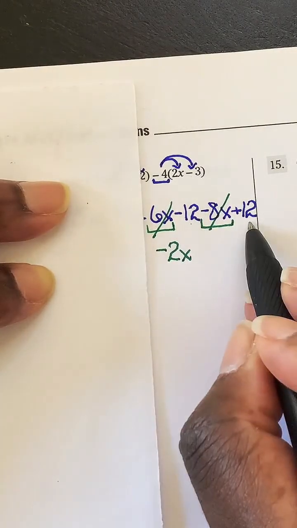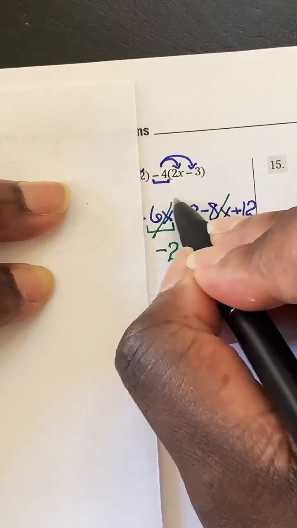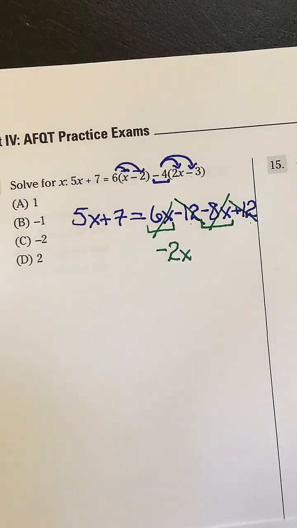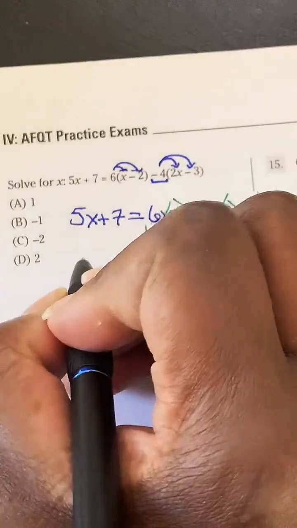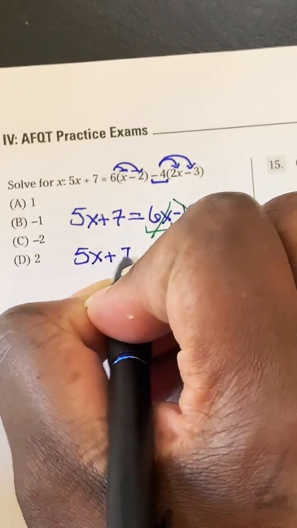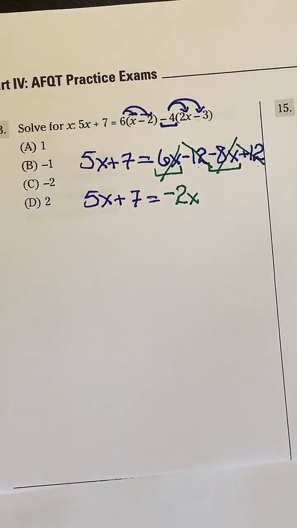Negative 12 plus 12. You owe me $12. You paid me $12. You don't owe me any money. That's a good feeling. Okay? So now that side is completely done. So now all we have to do is just bring down our 5x plus 7, and it's going to equal our negative 2x. All right?